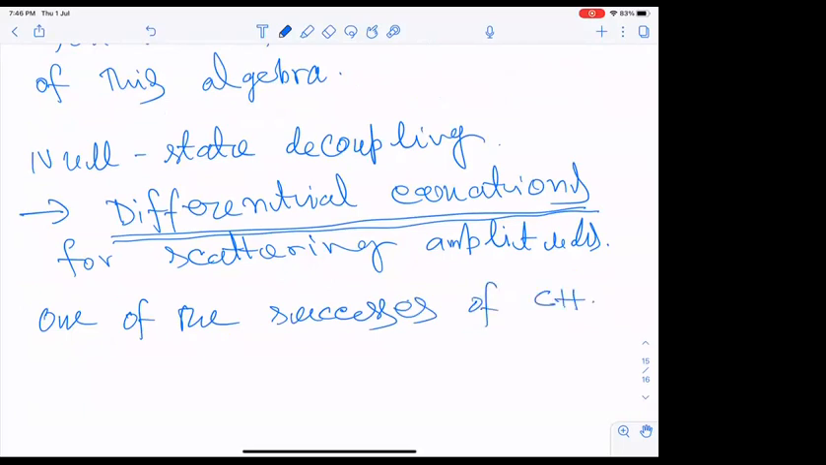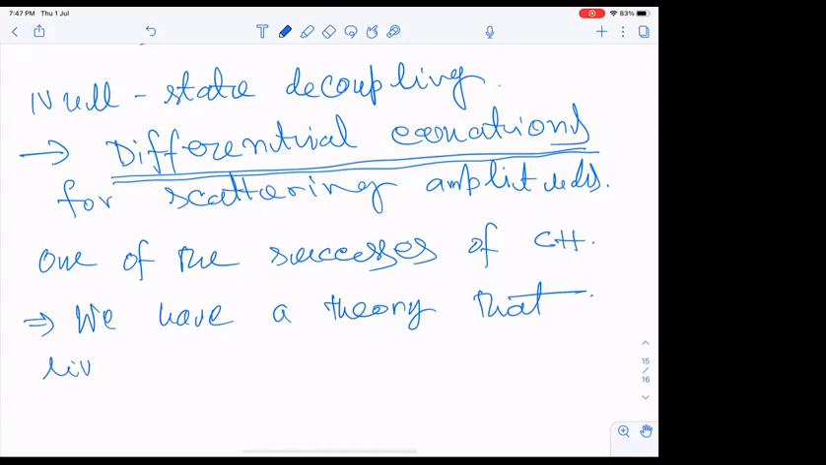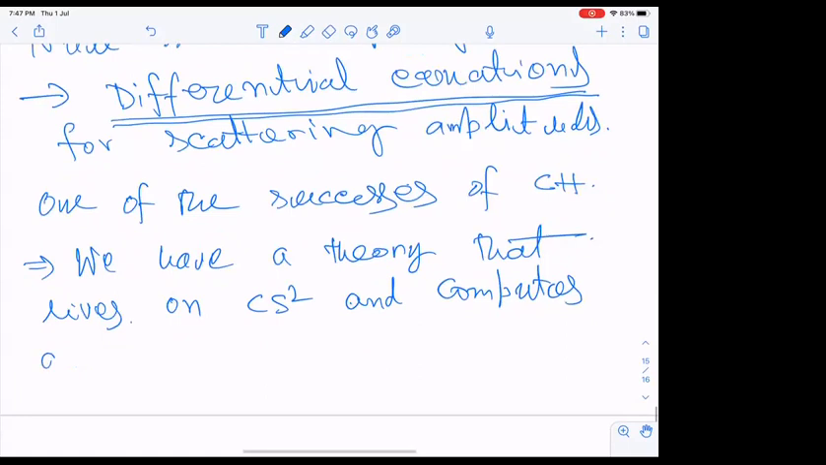Okay, now well, this basically shows that at least you have some kind of a theory. So it seems that we indeed have a theory that lives on the celestial sphere, and computes at least the MHV amplitudes.